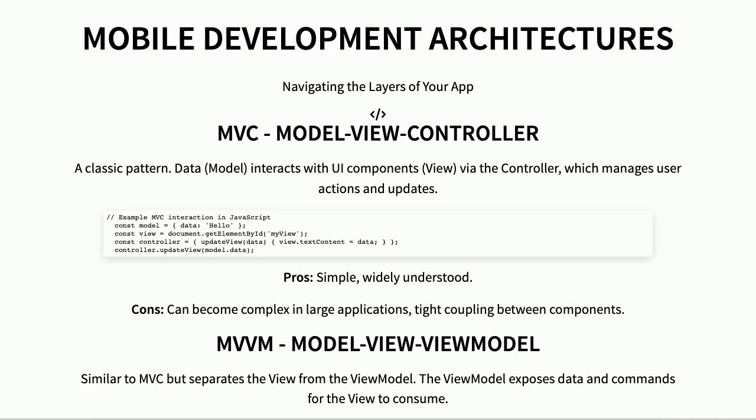Let's dive into how we structure mobile apps, the building blocks of their design. First, we have MVC, or Model View Controller. Think of it like this: your data is in a model, the visual display is in the view, and the controller acts as a traffic cop, handling user interactions and updating everything accordingly. It's straightforward, but can get messy as apps grow bigger.